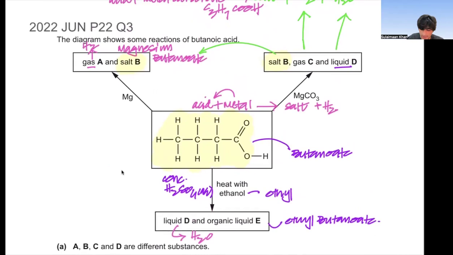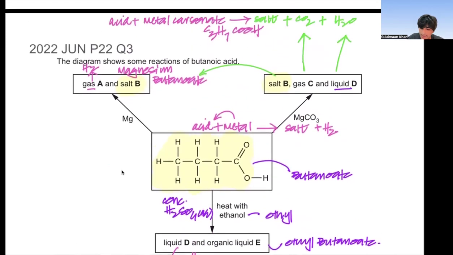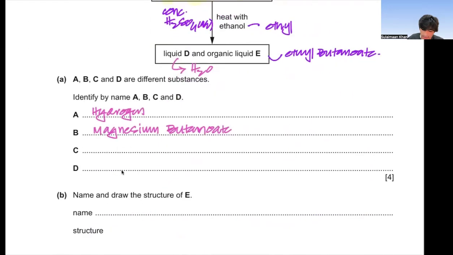और मजा आ गया. अच्छा, that's awesome. And gas C is carbon dioxide, liquid D is H2O water. Carbon dioxide and liquid D is water. Now it says draw the structure of E.